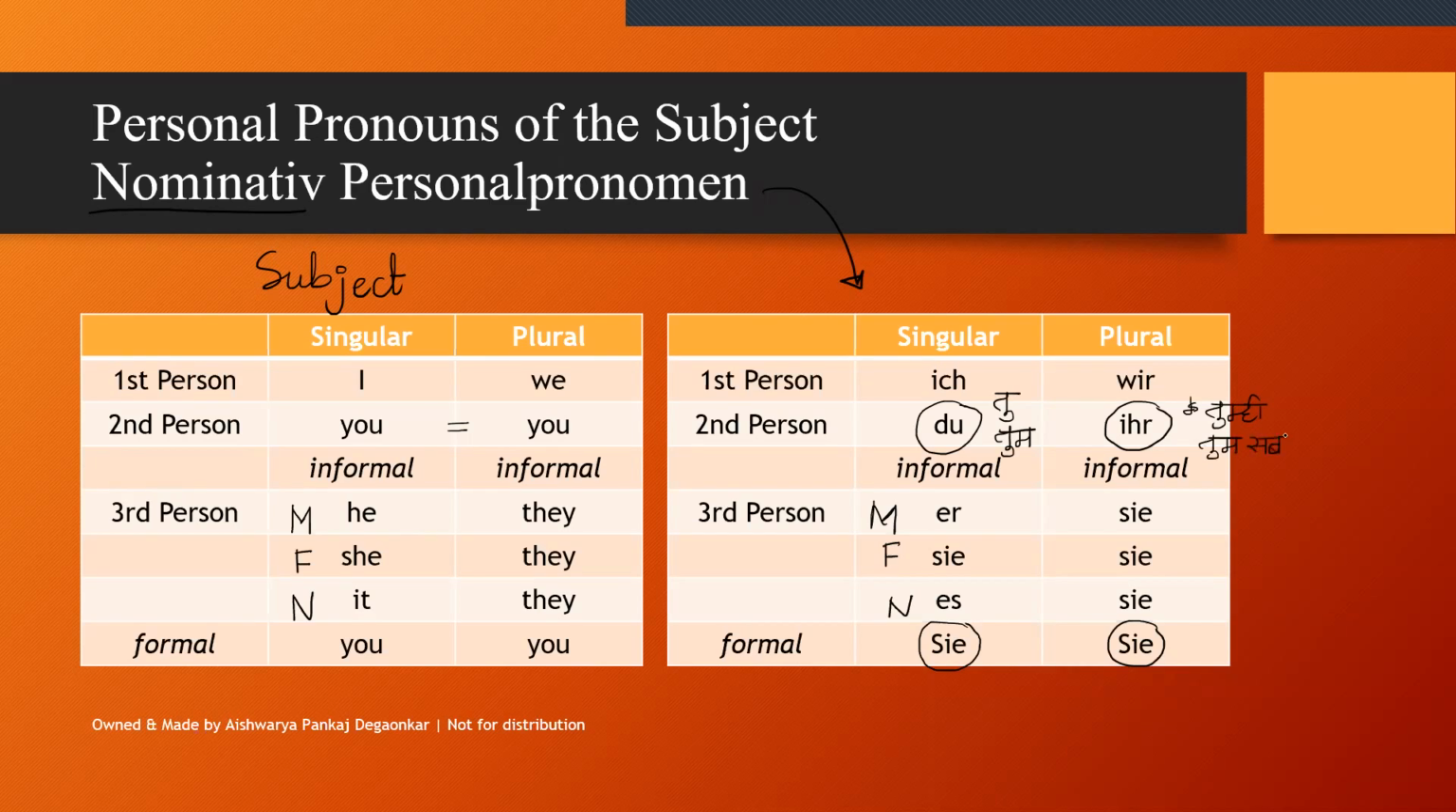This is the segregation that we do not have in English, but we do have it in Marathi and Hindi. And then with er, sie, es, he, she, it, this sie here is nothing but they. And this sie here, the formal, would be apan in Marathi, for example, and ap in Hindi. But it remains as it is whether you're addressing one person or a group of people.